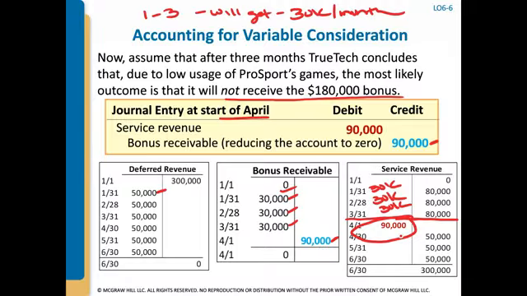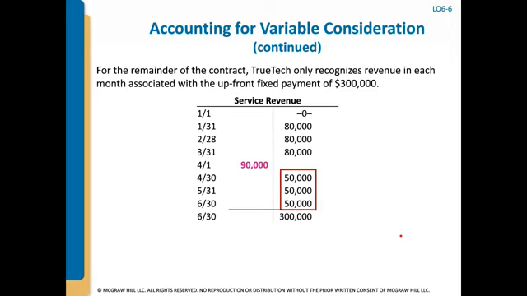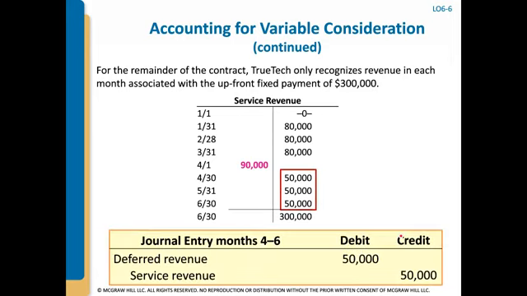So then if we continue the next 3 months, we'll just do the $50,000 recognition here in this slide. You can see it better of each month. For months 4, 5, and 6, we're going to continue debiting our deferred revenue by $50,000, but now we're only going to recognize service revenue for $50,000. We're not going to recognize that additional $30,000 for the bonus in the last 3 months because we know we're not going to get it.